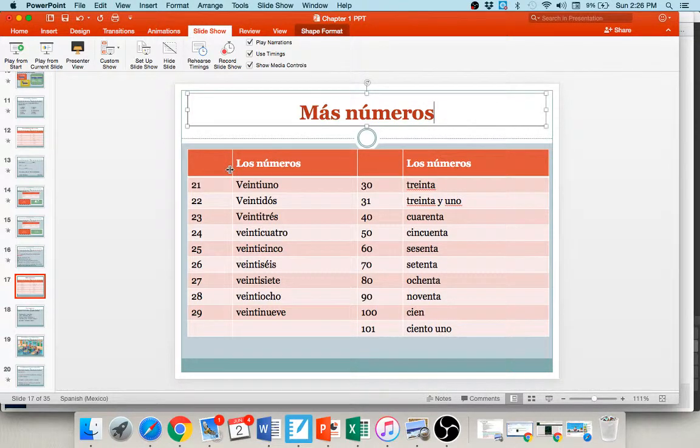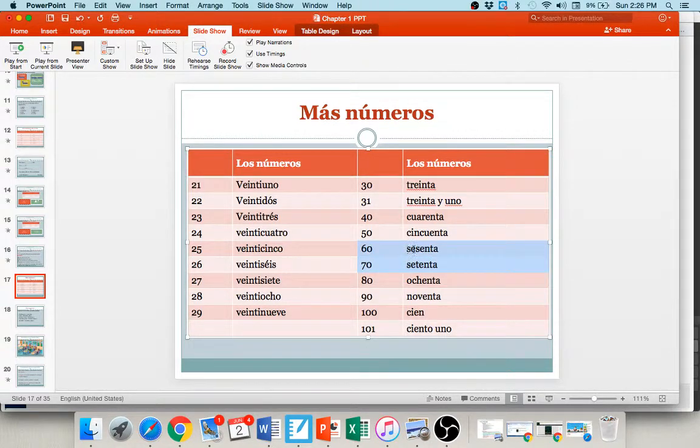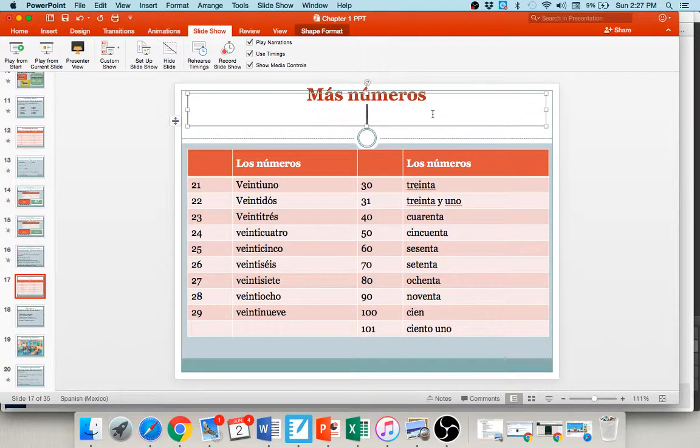So, 20 was veinte, 30 we have treinta, 40, cuarenta, 50, cincuenta, 60, sesenta, 70, setenta. Be real careful with those two. 60 with an S, sesenta. 70 with a T, setenta. 80, ochenta. 90, noventa. And 100, cien. So as you go through, let's say I want to say 66. Well, if I want to break this up, 66 would be 60 and 6, right?